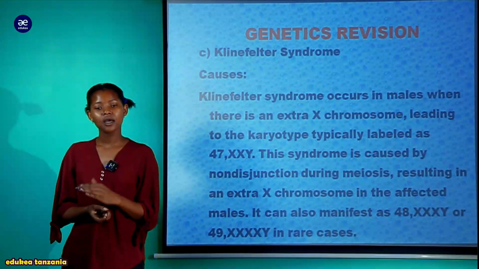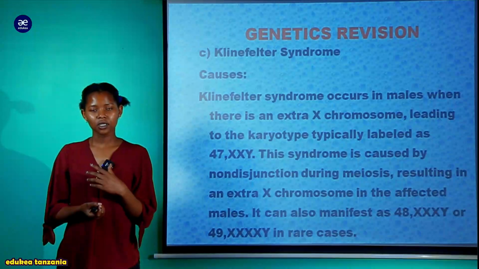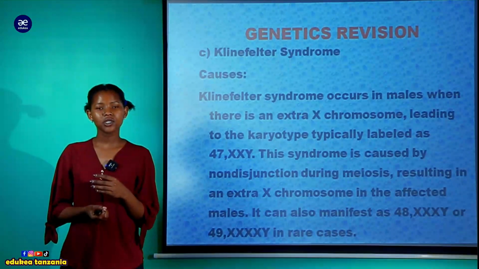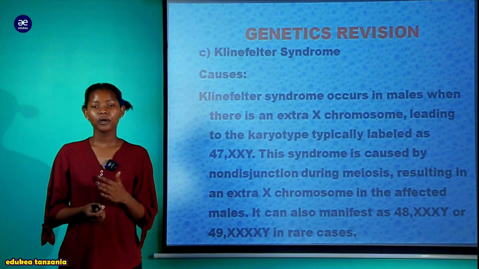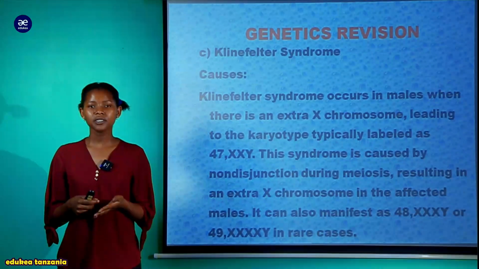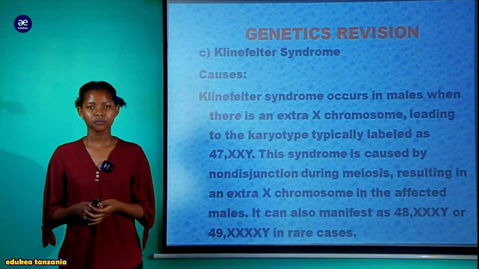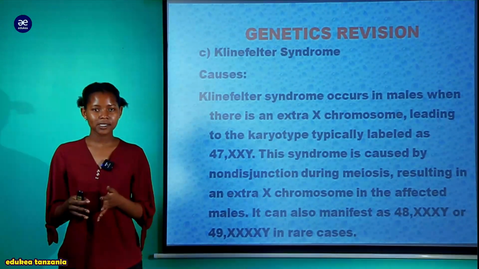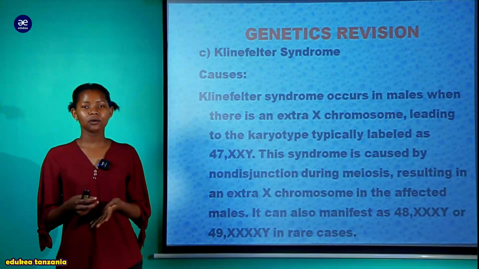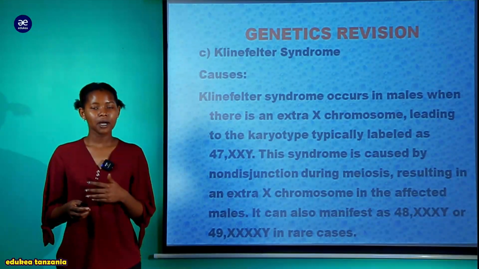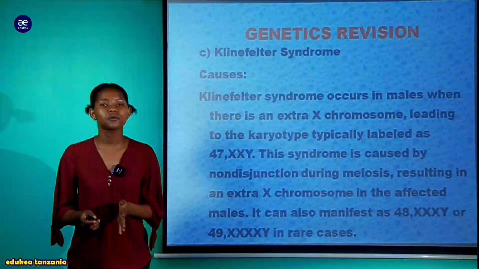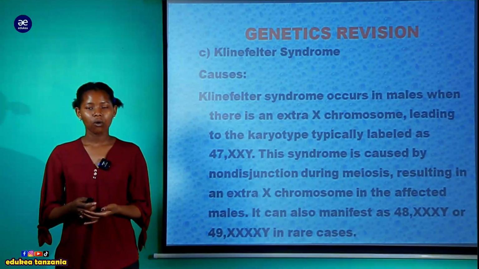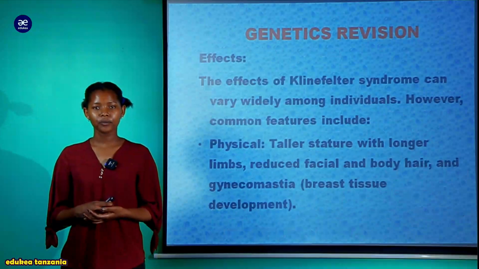Tunapozungumzia Klinefelter, anayepatwa na hili tatizo ni wa kiume, and that boy anakuwa ana extra X chromosome. Tunajua mwanaume ni XY, but Klinefelter anakuwa ni XXY. Na pia inaweza ikatokea cases nyingine wana 47, 48 mpaka 49 kwa sababu ya failure pia ya chromosome kudivide, tunaita non-disjunction during meiosis kwa upande wa formation ya mtoto wa kiume.